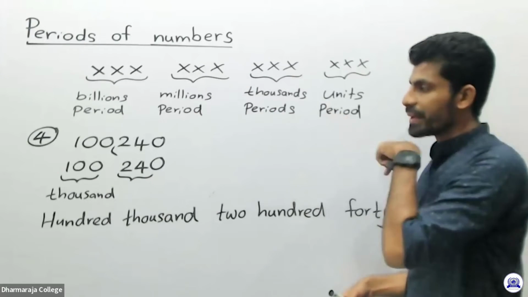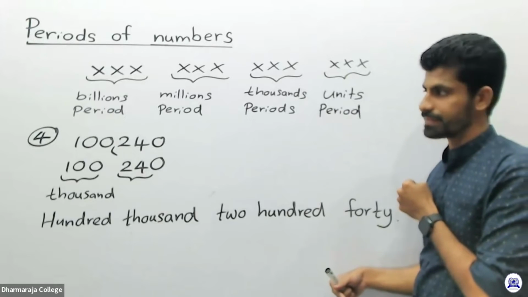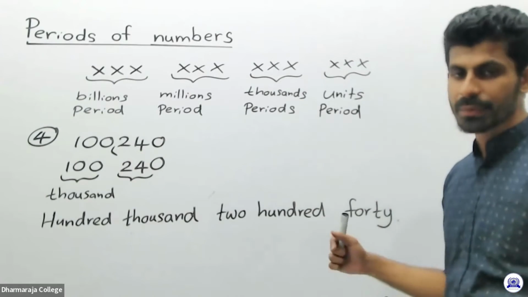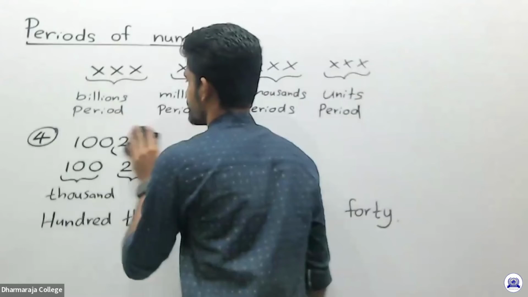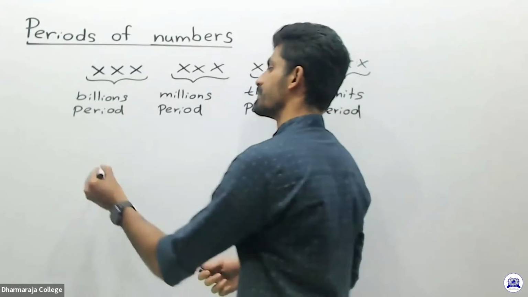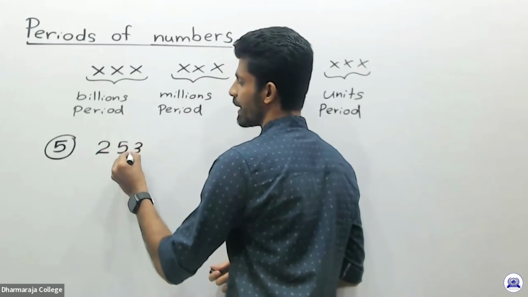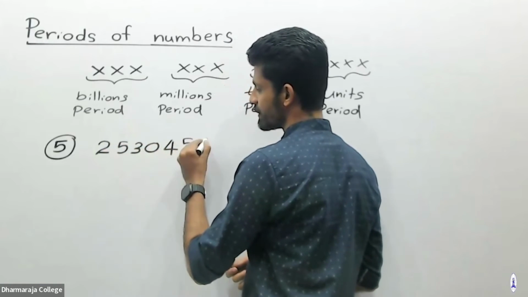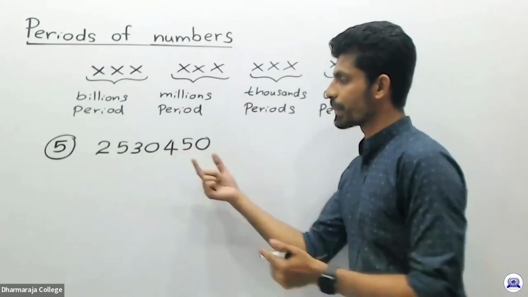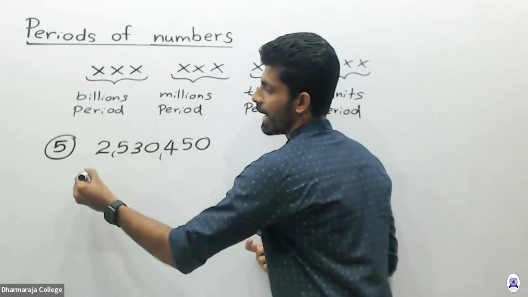Shall we move to the millions period? Look at the millions period now. Question number 5. Look at this one. 2530450. How many numbers are there? 7 numbers, no? 1, 2, 3, then comma, you can separate this one.